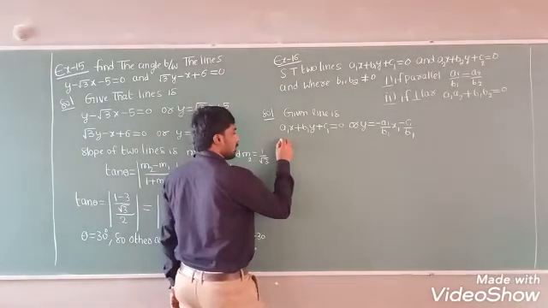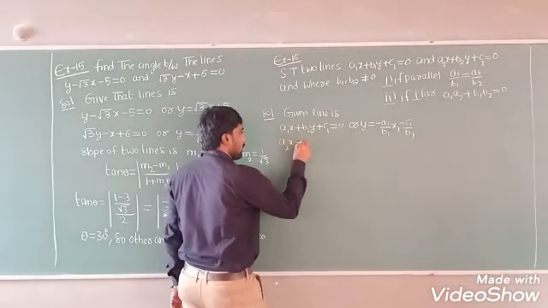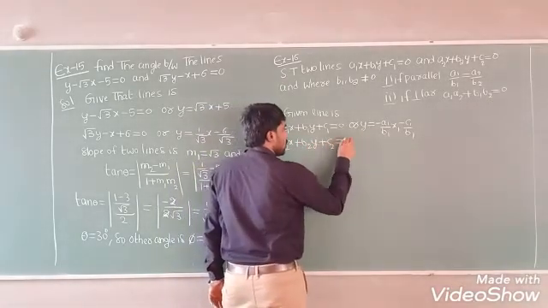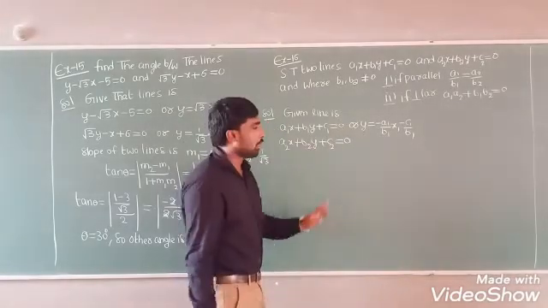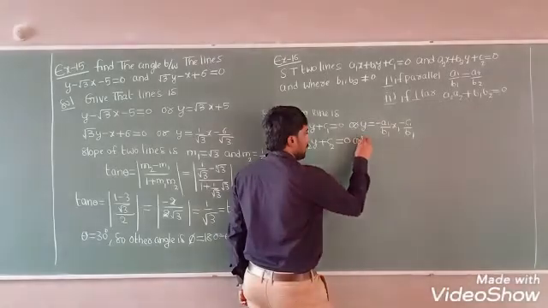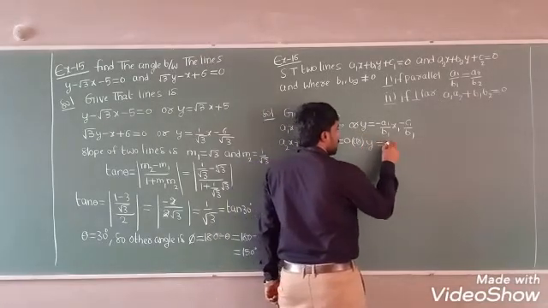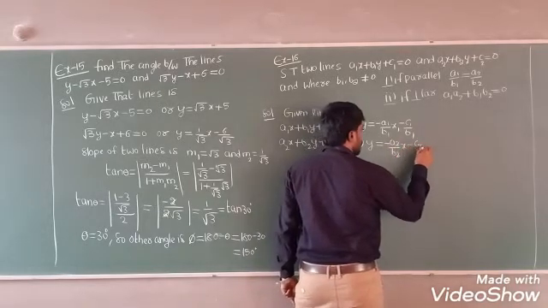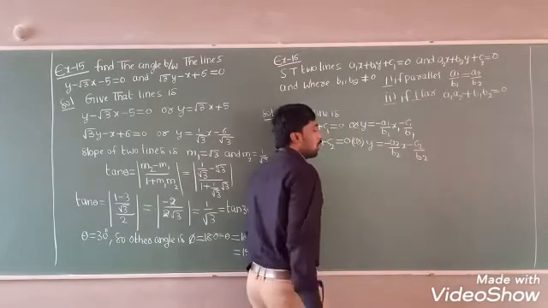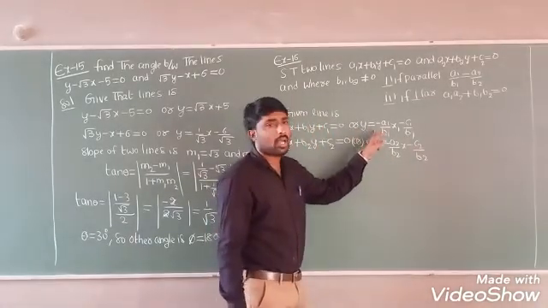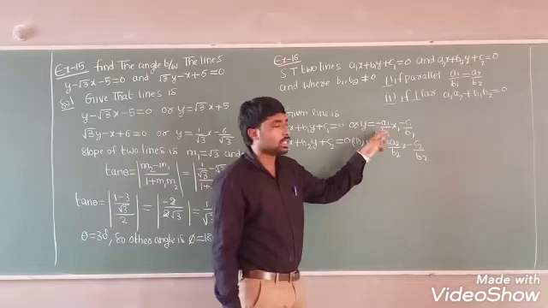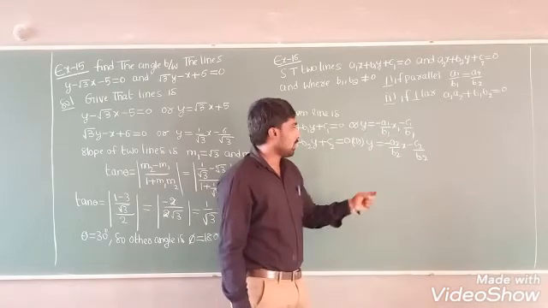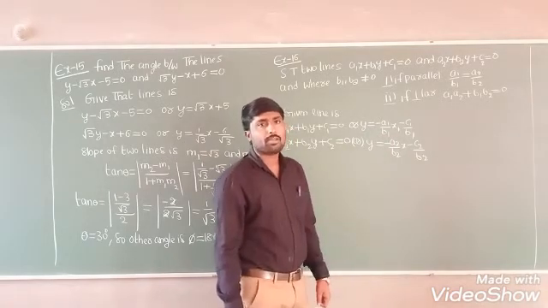Next, the second equation is what? a2x plus b2y plus c2 equal to 0. This equation, if I convert into y equal to mx plus c representation, I will get y equal to minus a2 by b2 into x minus c2 by b2. Now you see here, this equation looks like y equal to mx plus c representation. So the slope of the first line is m1 equal to minus a1 by b1, m2 equal to minus a2 by b2.